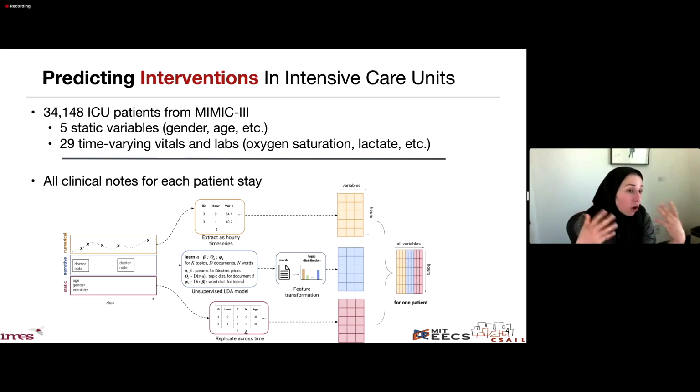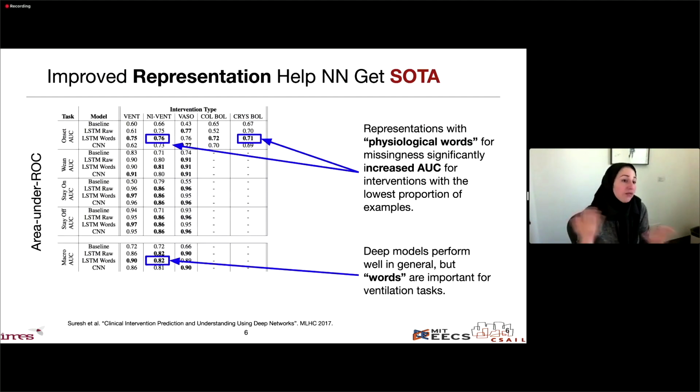You can throw this large tensor of data at recurrent or convolutional neural networks. And we found that by intelligently representing the data and also using state-of-the-art deep learning models, we were able to predict several interventions like invasive ventilation, non-invasive ventilation, a vasopressor, which is a kind of drug that ups your blood pressure, and then things like 2 different kinds of fluid boluses with better performance than others had in the past, and that was very cool.